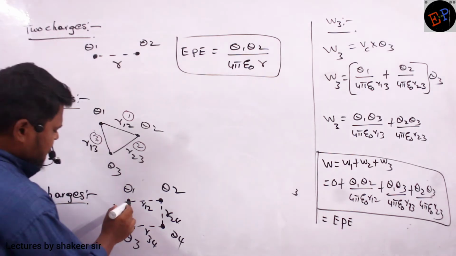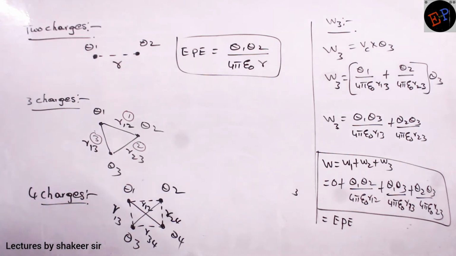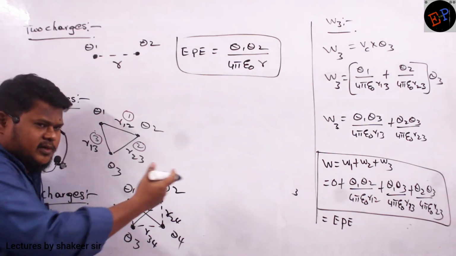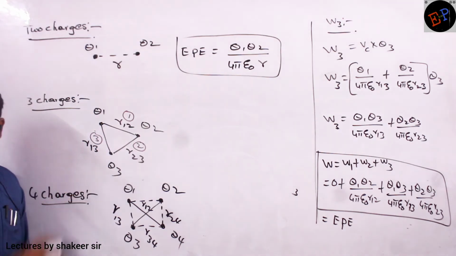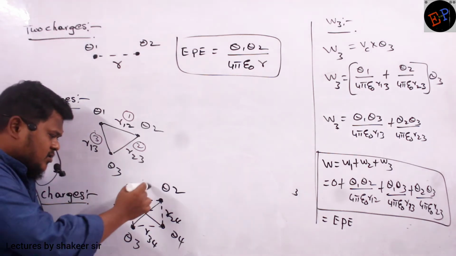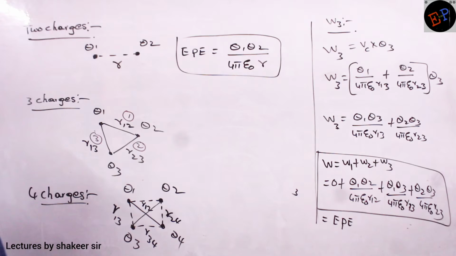Still 2 pairs are possible. This and this is also possible. So if there are 4 charges, 6 pairs will be possible. Are you able to understand? So likewise, depending on the number of charges, you have to write the number of terms in the equation. That's it. So 1, 2, 3, 4, 5, 6. 6 pairs are possible.